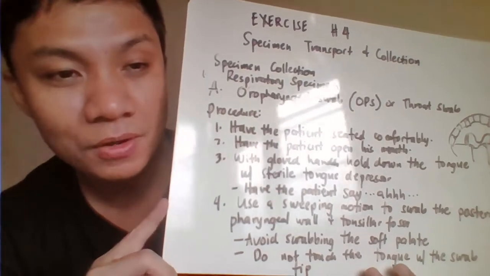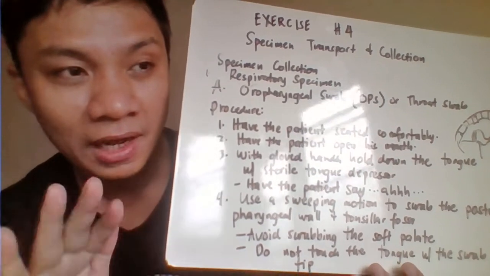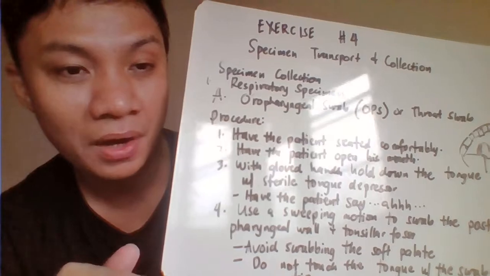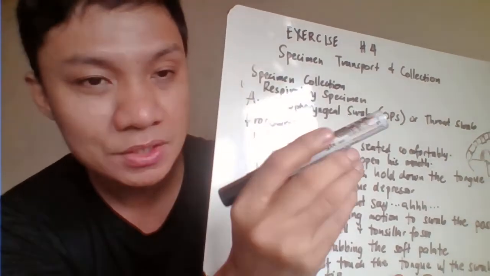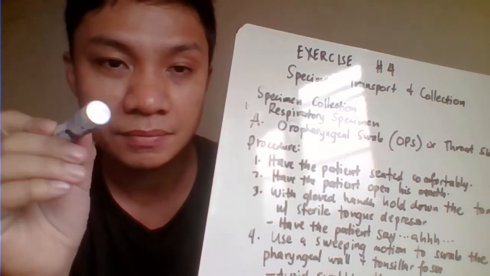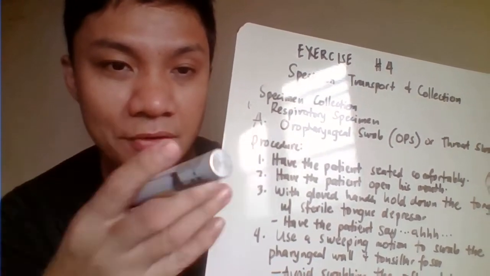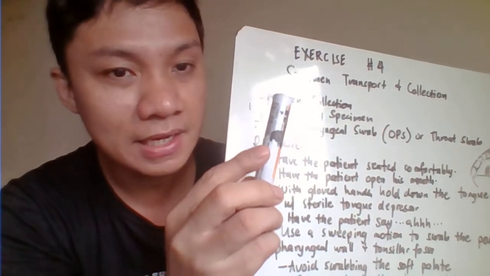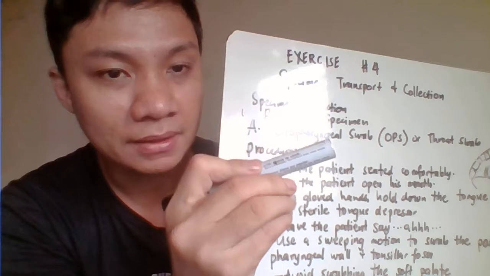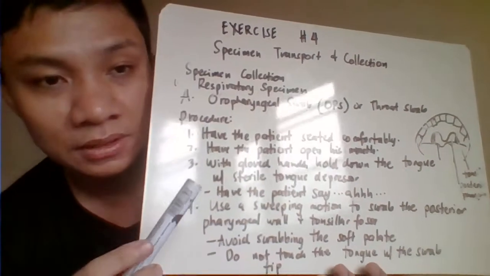You can do that by using the tongue depressor. With your tongue depressor in one hand, when we hold the swab, it should be positioned like this, not like this, but rather like that. Once the patient opens the mouth, use the tongue depressor to depress the tongue.